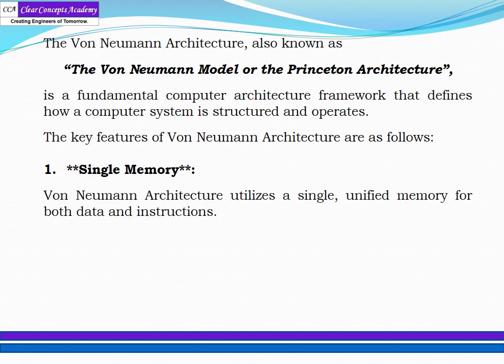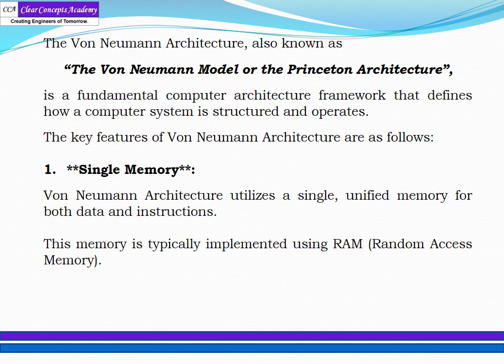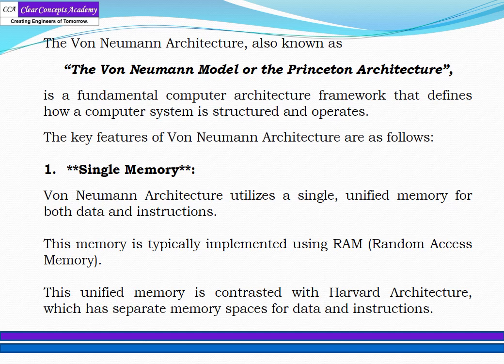Single memory. Von Neumann architecture utilizes a single unified memory for both data and instructions. That means data and instructions are both stored in the same memory location. This memory is typically implemented using RAM, that is random access memory. This unified memory is contrasted with Harvard architecture, which has separate memory space for data and instructions.